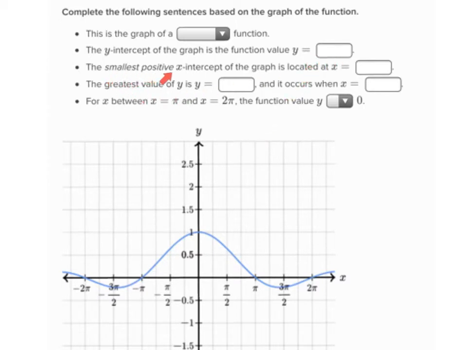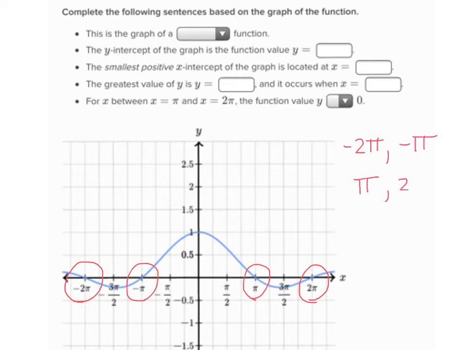The smallest positive x-intercept of the graph is. Now, let's circle all the x-intercepts. There's an x-intercept, there's an x-intercept, there's an x-intercept, and there is an x-intercept. Now let's list all our x-intercepts: at negative 2 pi, at negative 1 pi, at pi, and at 2 pi.